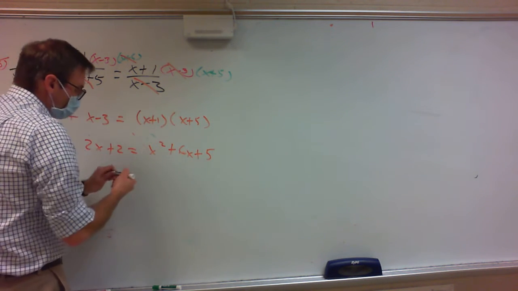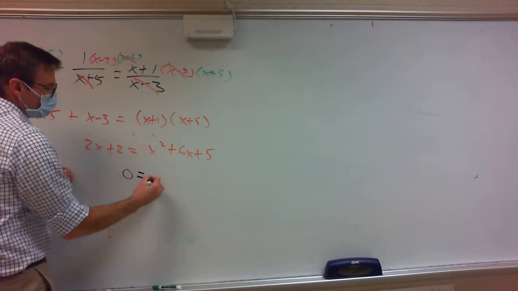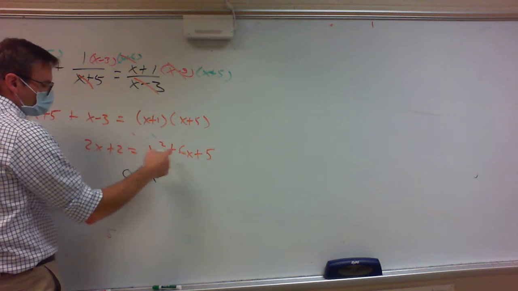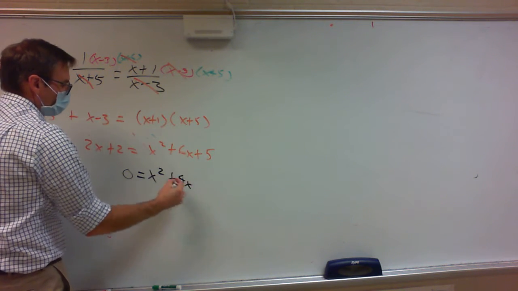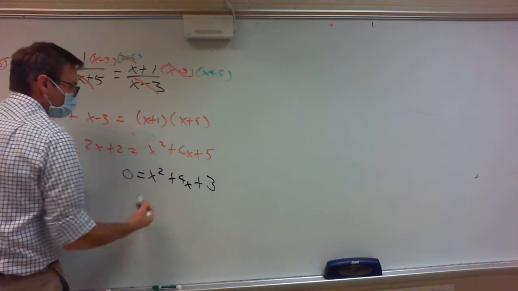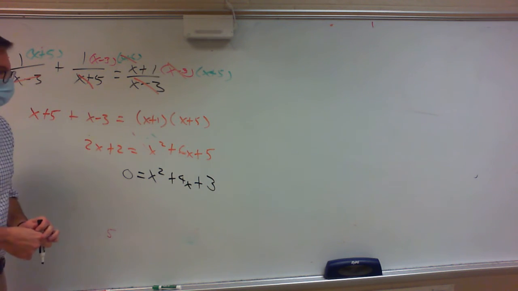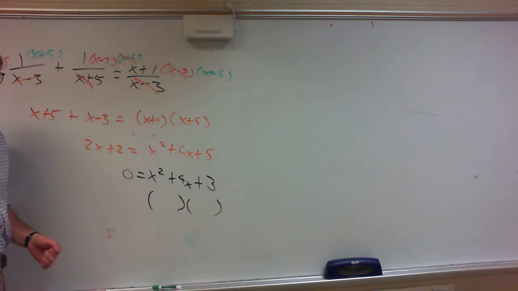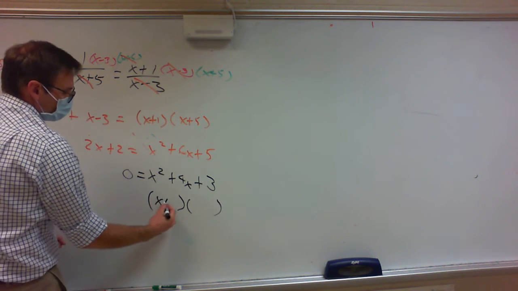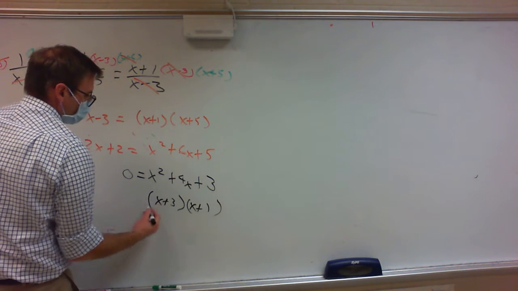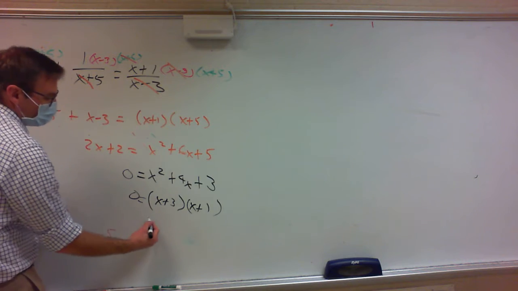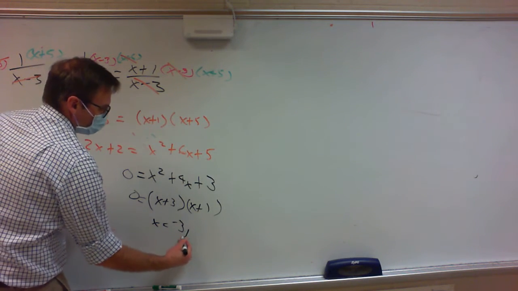So I'll move these over. And when I move those over, that gives me 0 is equal to x squared, I subtract 2x from both sides, 4x plus 3. And, oh, well, that's nice. This will factor as x plus 3, x plus 1. And so what are my answers? Negative 3, negative 1. Yeah, x equals negative 3 and negative 1.